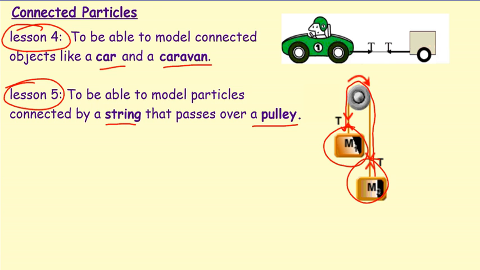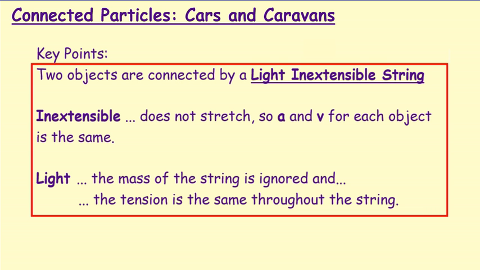There are a couple of modeling assumptions that we need to know when we're looking at cars and caravans. The first is that we assume that these objects are connected by some light, inextensible string. Now, these words light and inextensible have a very mathematical meaning. So inextensible means that it doesn't stretch.